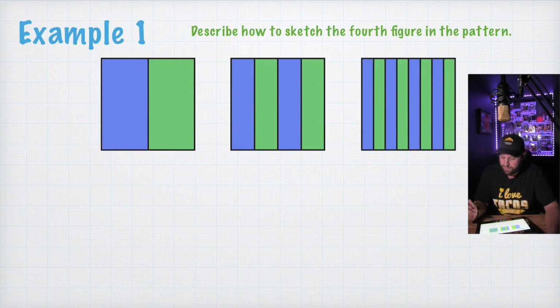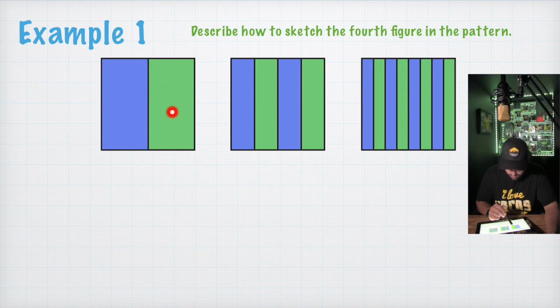Describe how to sketch the fourth figure in the pattern. The first thing I like to do when I'm looking at this type of thing is to see what's going on. Here we have one purple, one green. And the next one, we have two purples and two greens. We went from 2 to 4. So I'm thinking, hey, that just doubled.